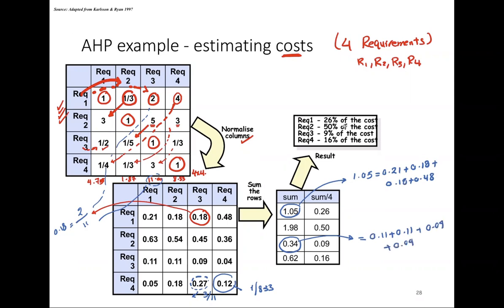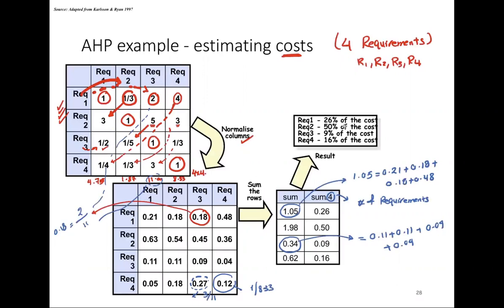And you keep doing this. And then you normalize this value again by dividing the sum over the number of requirements. So this 4 is the number of requirements. Here we have 4 requirements, so we're going to divide by 4.